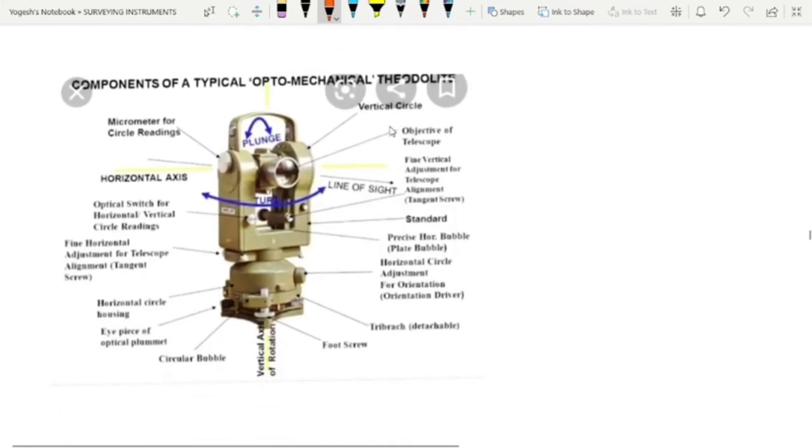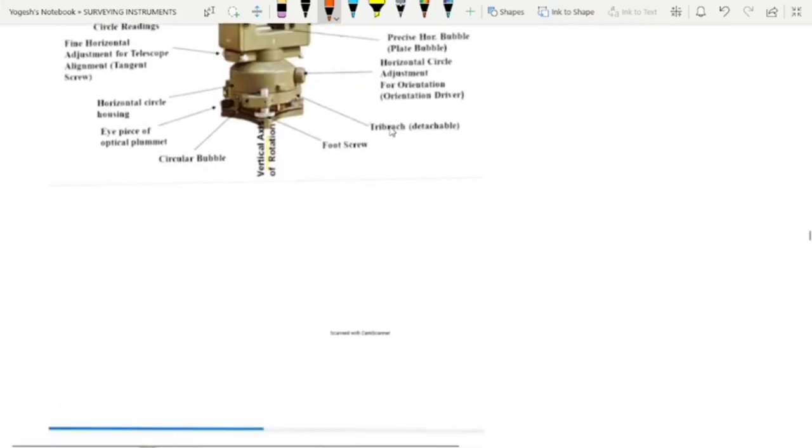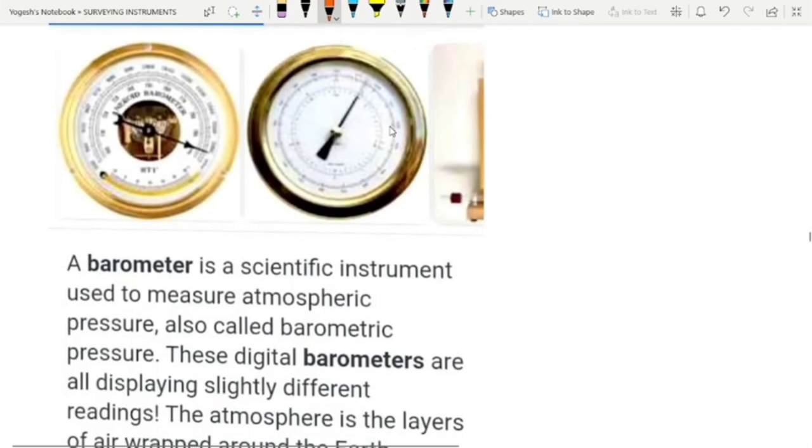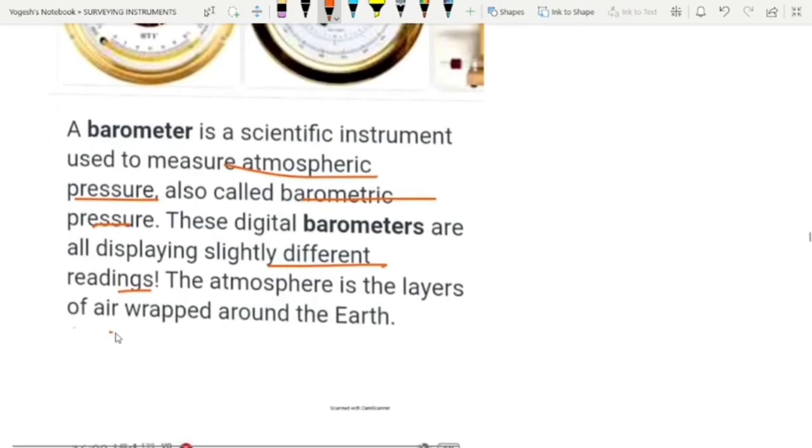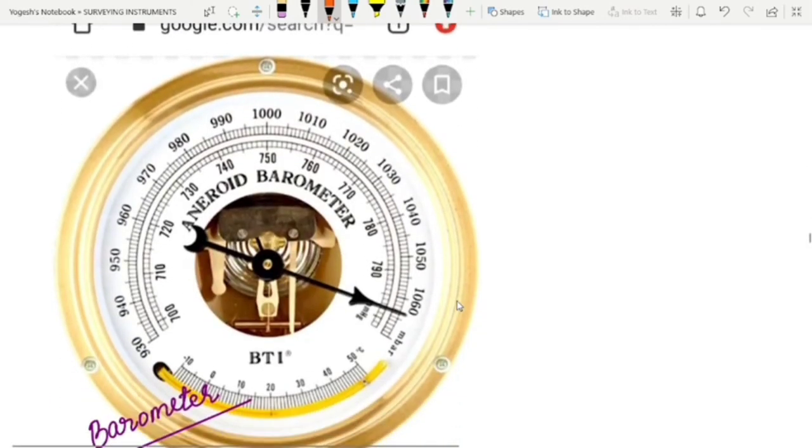Components of, you can say, theodolite. Barometer for barometric survey. Scientific instrument that measures atmospheric pressure, also called the barometric pressure. These digital barometers are displaying slightly different readings. Atmosphere of the air wrapped around the earth. This is the aneroid barometer, which is used basically for the barometric survey.